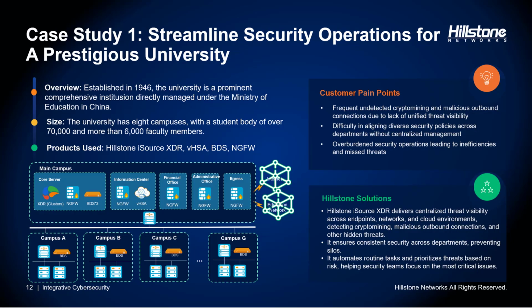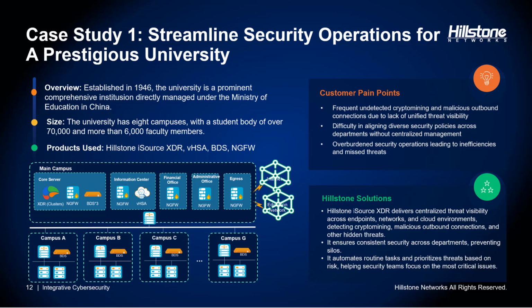The following are a couple of case studies. The first one is in a university. So we all know that in a university, traffic is very complex. You have faculties. You also have students, which can do all kinds of things. So this university has 8 campuses, over 70,000 students, but it lacks a centralized threat visibility.